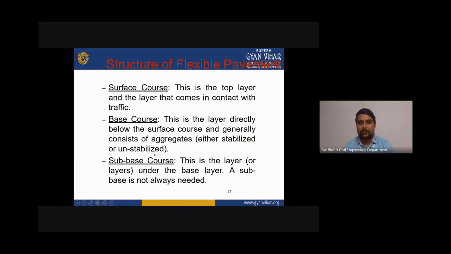Now we will see one by one what is the work and what is the definition of each layer in the flexible pavement. First one is surface course, which is also known as surfacing. This is the top layer and the layer that comes in contact with the traffic. Base course, this is the layer directly below the surface course and generally consisting of aggregate, either stabilized or unstabilized. Subbase course, this is the layer under the base layer. A subbase is not always needed.